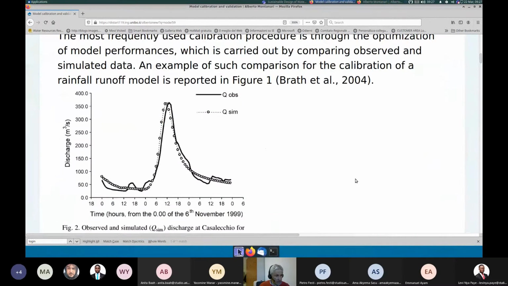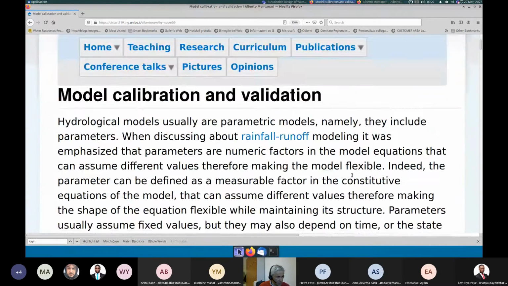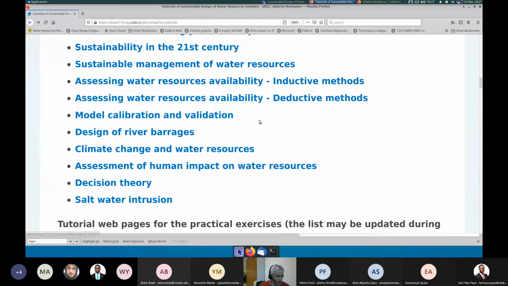Let's look at the list of the lectures. The list of the lecture is here. Now, we were talking about deductive methods. Remember, our purpose is, again, estimating water resources availability in order to make a sustainable planning of them. And we are talking about the deductive methods, which in a few words are mathematical models.